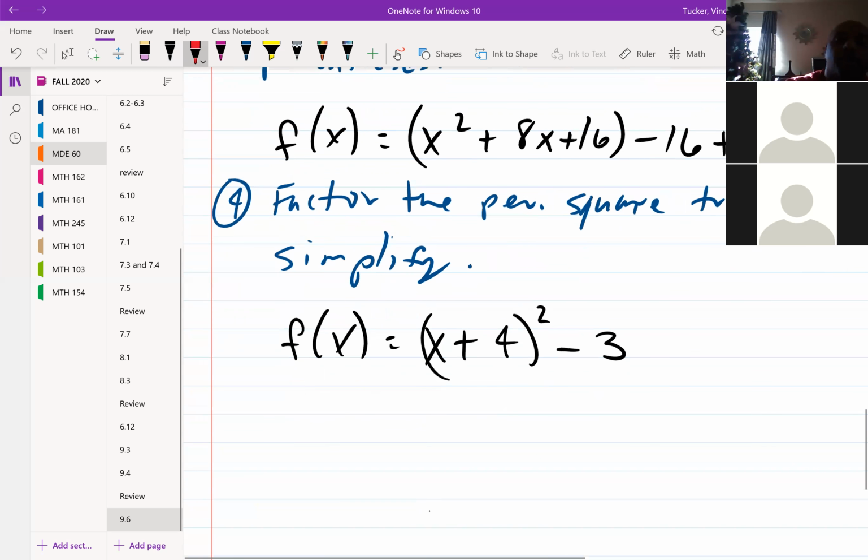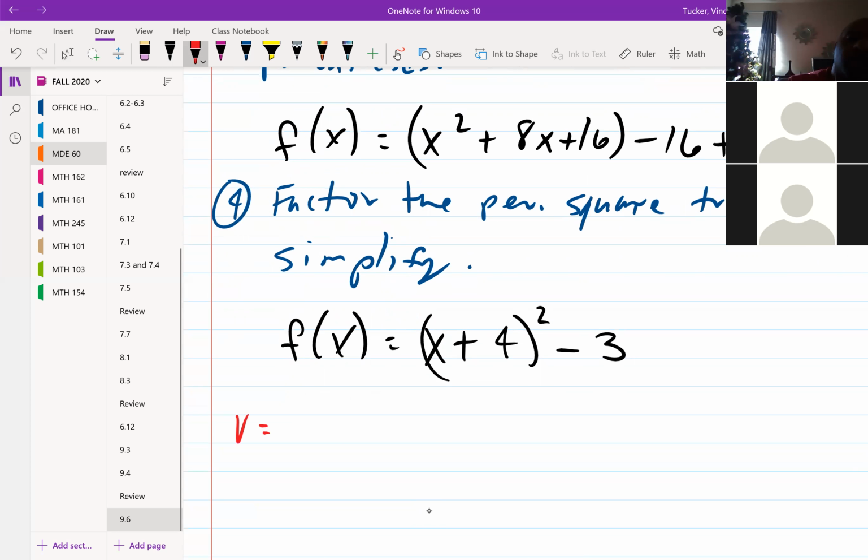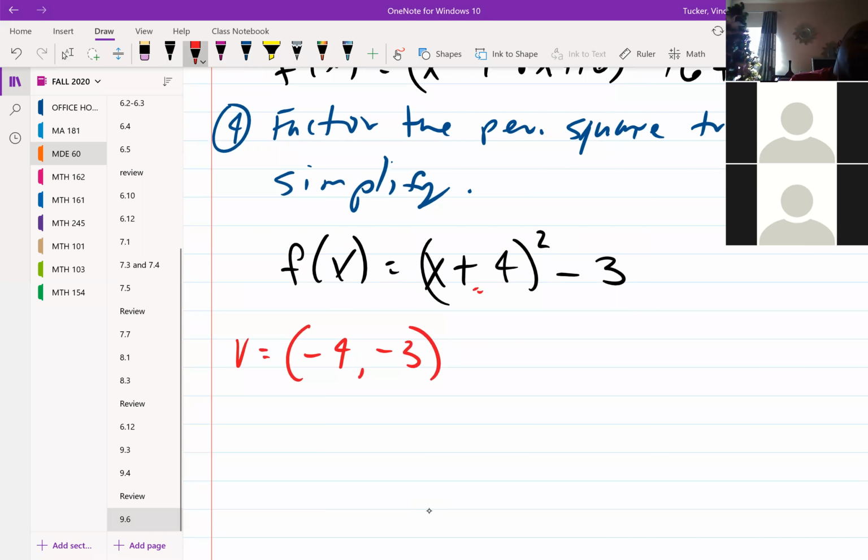All right, so now we have it in the form that we need. We see our vertex is going to be negative 4, negative 3. And we take the opposite sign here. a is equal to positive 1. So that means concave up. Axis of symmetry is going to be x equal to negative 4.